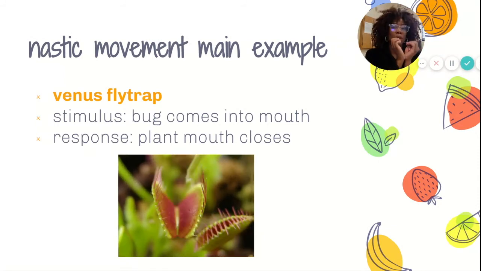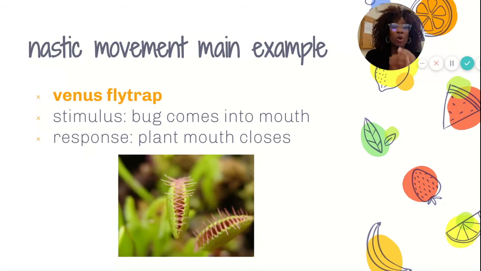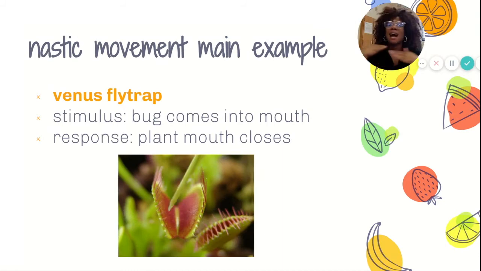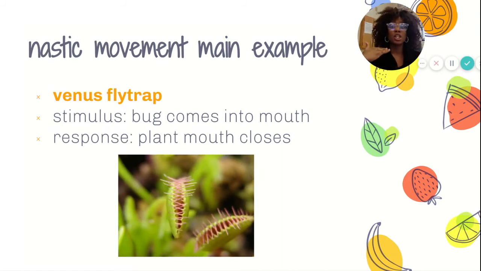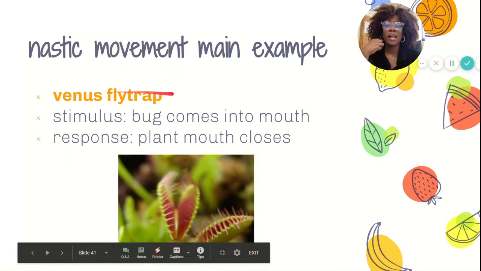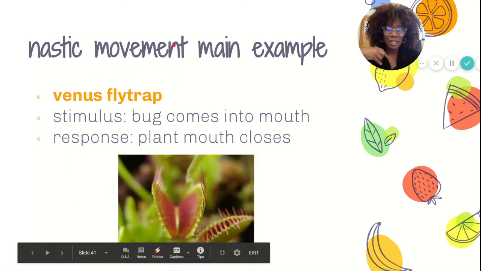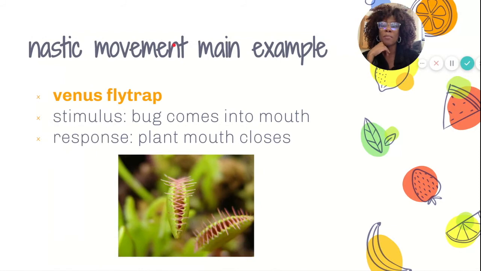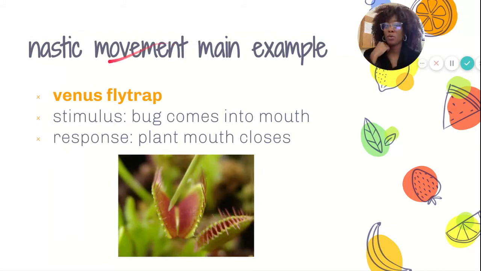Okay, so it's not growing. Tropisms are going to be growth responses. Nastic movement is not a growth response. It is just a movement, okay? So just know that Venus flytrap is going to be nastic movement. Why? Why is Venus flytrap closing nastic movement and not a thigmotropism?